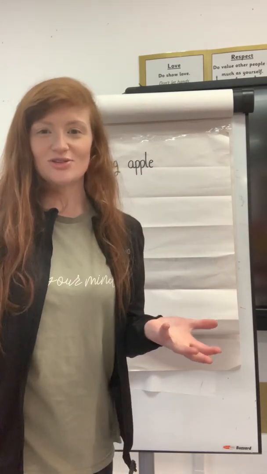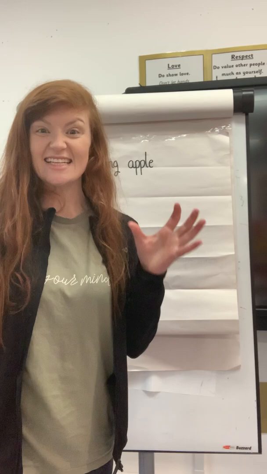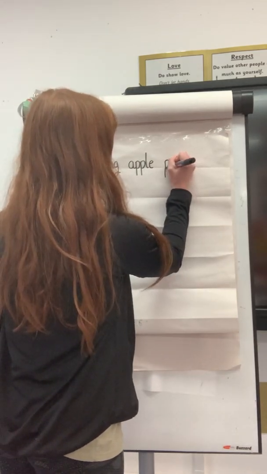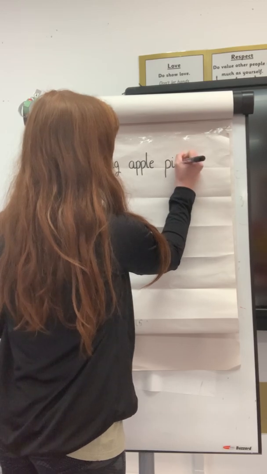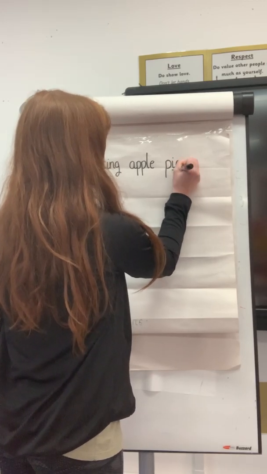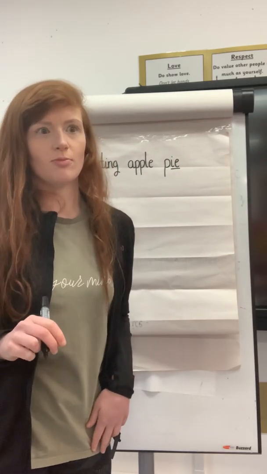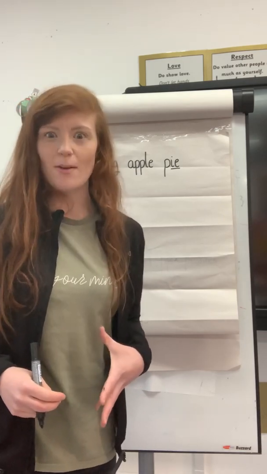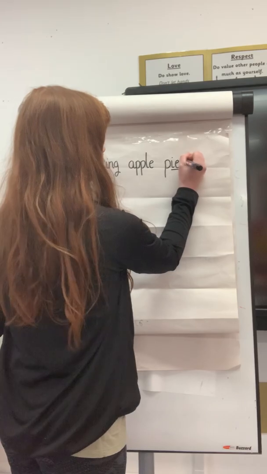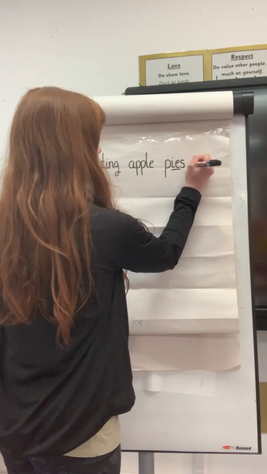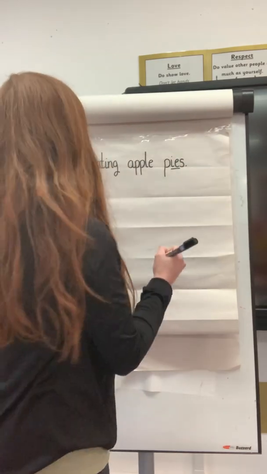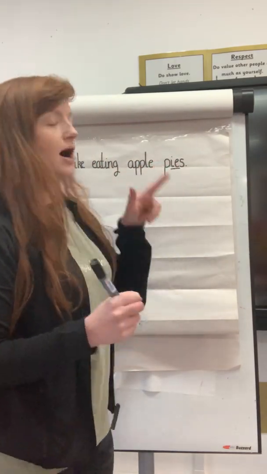I like eating apple pies. We know we need to use our I sound from today, so our I and E together this time. So pies starts with our P. We have our I sound from today, and I don't just like eating one apple pie, because Miss Bailey's very greedy. I like eating lots of apple pies. So it's plural, S on the end. And then I put my big full stop. I like eating apple pies.